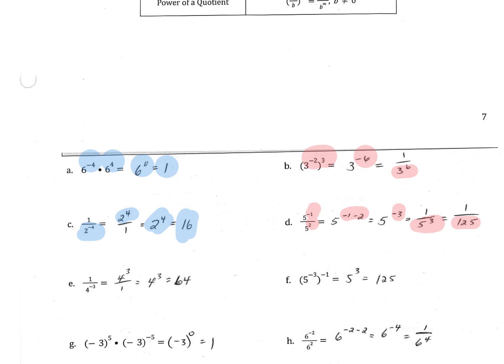Four to the negative third power. We don't want a negative exponent, so we can move 4 to the third to the top. But 4 times 4 times 4 is actually 64. These two exponents in green, negative 3 and negative 1 for letter F. We can multiply those together and get positive 3. 5 to the third is actually 125.